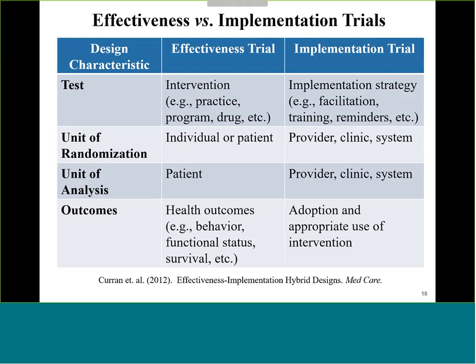In an implementation trial, we're focusing on the implementation strategy. It could be facilitation. It could be training models or training approaches. It could be the use of clinical reminders. It could be different type of supervision. The unit of randomization is often at the provider level, not the patient or the clinic or even a service system. The unit of analysis then is also provider, clinic, or system, and it focuses on adoption and appropriate use of the intervention, but it's the implementation outcomes. So it could be the fidelity with which the intervention is being used. But as well, we may want to look at fidelity of the implementation strategy and issues that affect the implementation strategy as well.